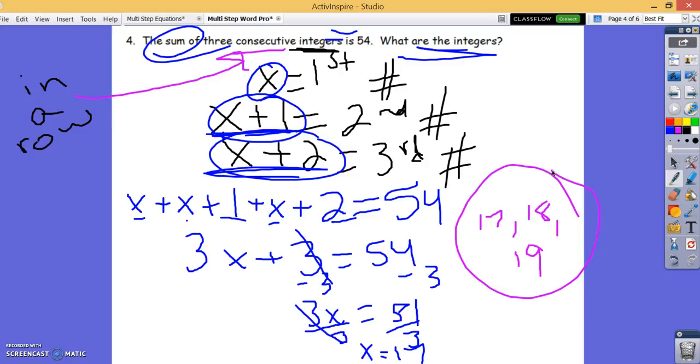But let's check that. Let's make sure that this is correct. 17 plus 18 would be 35, and then plus 19 would be 54. So those do add up to 54, and they are consecutive. They are in a row, so I know I got my right answer.